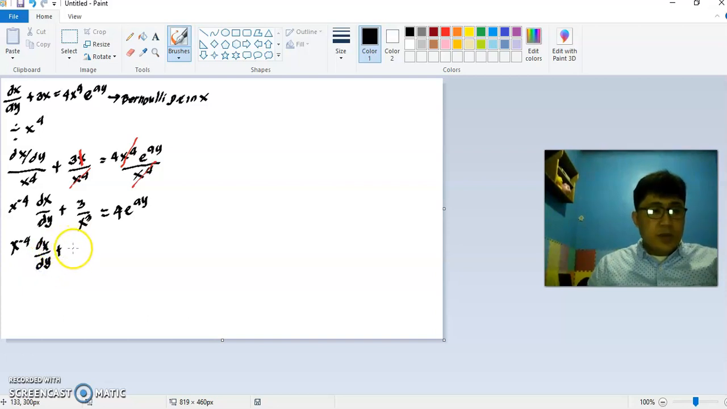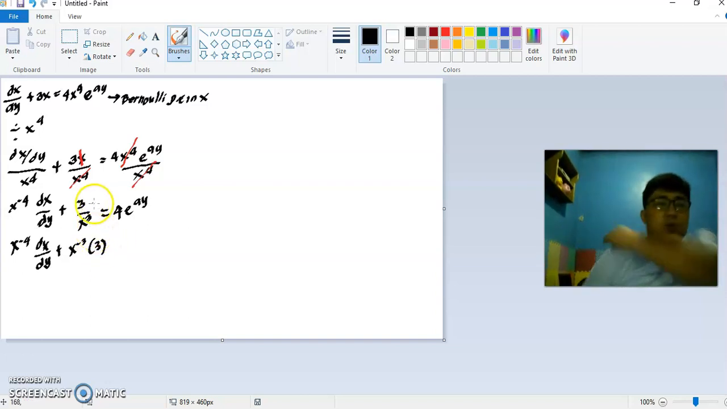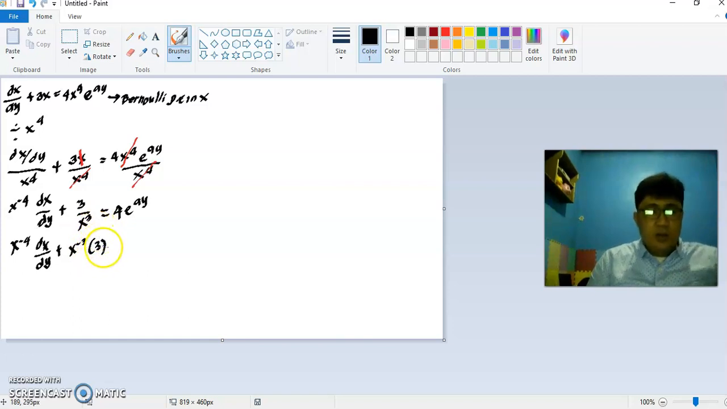Plus, we have our x raised to the power of negative 3 times 3. Because this one will be our m and the other one will be our p(x) later on, or this one still p(x). So we have 4e raised to the power of 9y. So from there, we get this one.